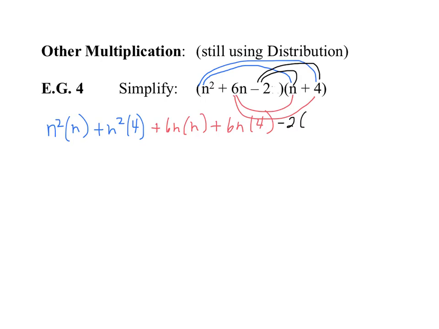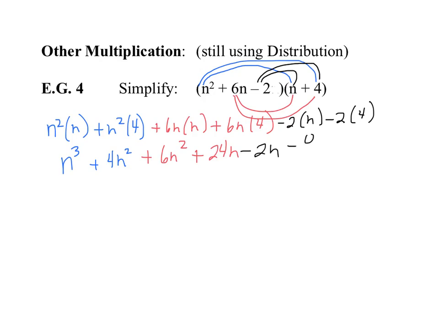Negative 2 times your n, negative 2 times 4, and then multiplying this using some power rules, n to the third plus 4n squared plus 6n squared plus 24n minus 2n minus 8.